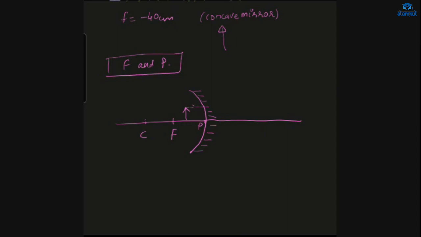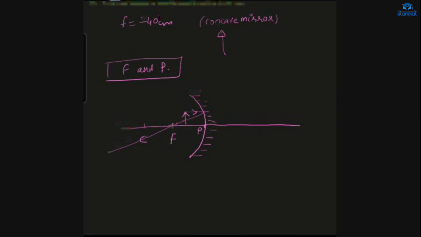So how will the ray diagram of this be? This is the parallel ray, so it will pass through the focus. It will pass through like this, but we have extended this line behind the mirror. Now it will be with dotted lines.